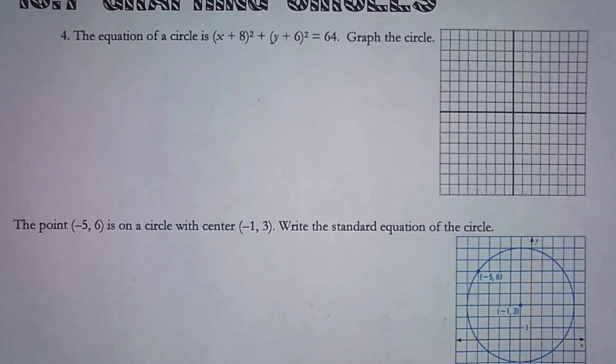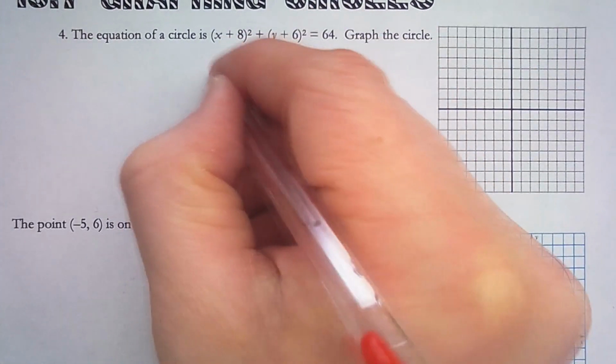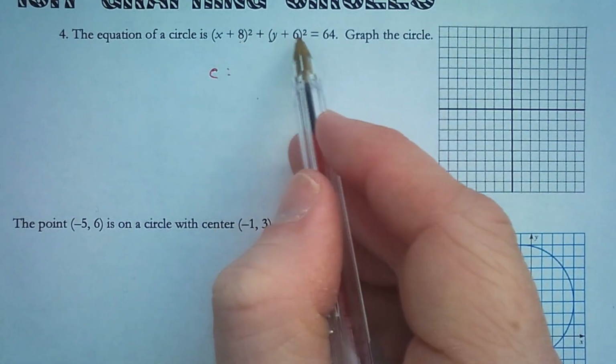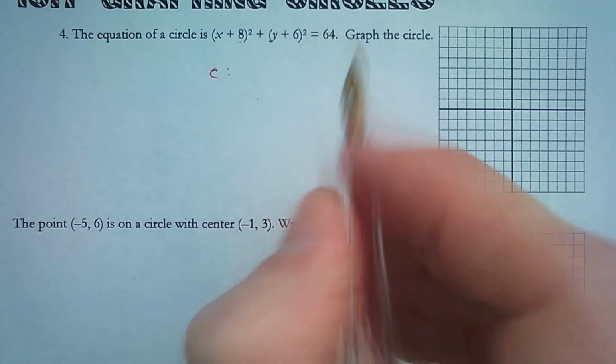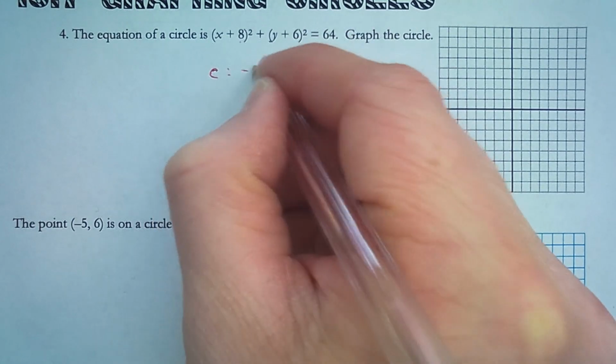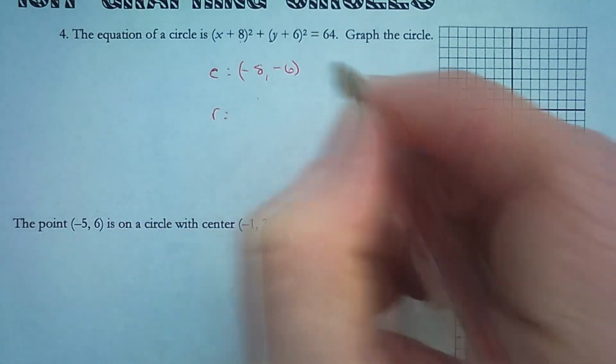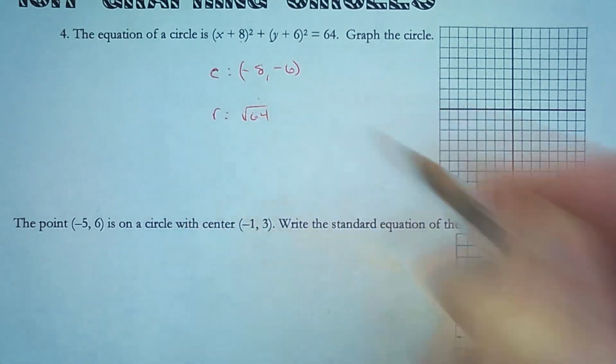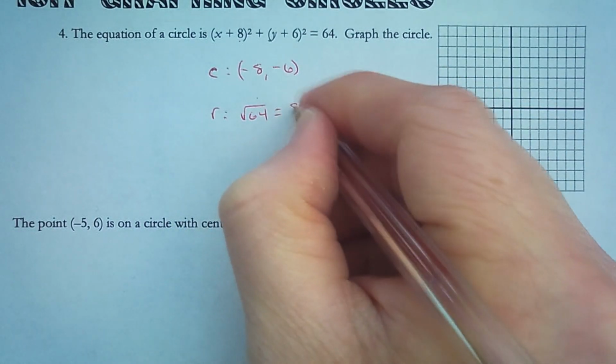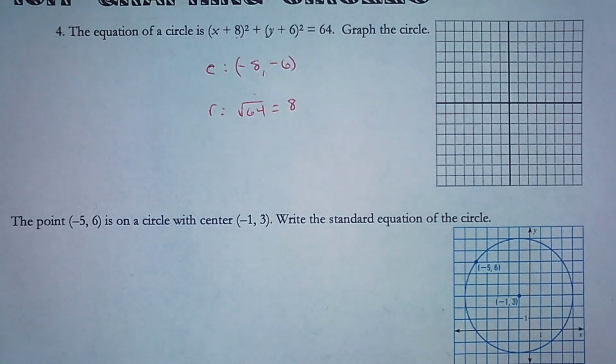Okay, one more that we will graph. So we have a center that comes from the opposite of these two points here. So that would be negative 8, negative 6, and a radius of the square root of 64, which is 8.